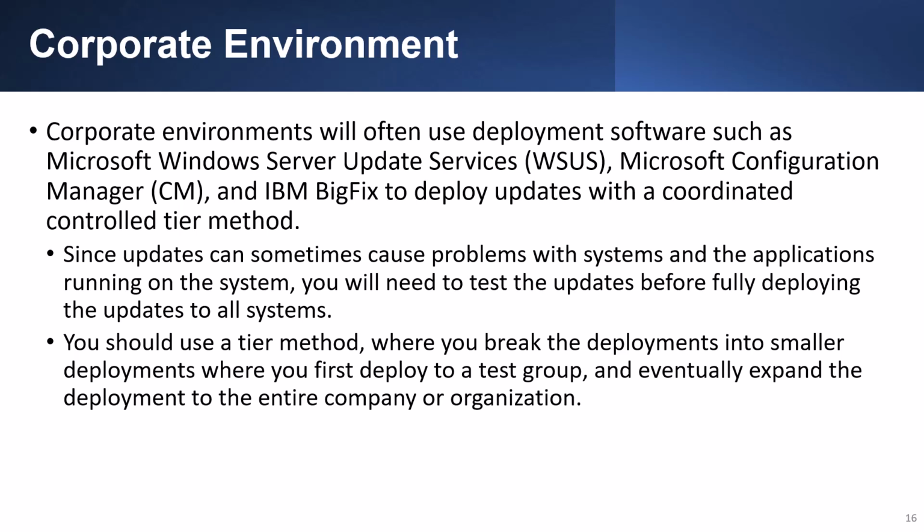Corporate environments will often use deployment software such as Microsoft Windows Server Update Services, or WSUS, Microsoft Configuration Manager, or CM, and IBM BigFix to deploy updates with the tiered control method. Since updates can sometimes cause problems with systems and the applications running on the system, you need to test the updates before fully deploying them to all systems. You should use a tier method where you break the deployments into smaller deployments, first deploying to a test group and eventually expanding the deployments to the entire company or organization.